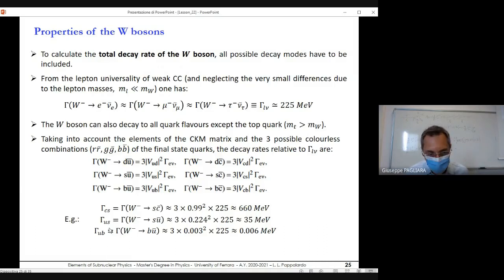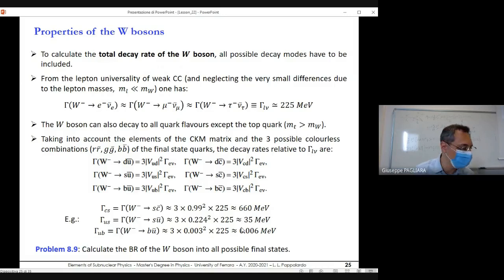Then, for instance, let's take the last one, ub. This is a transition between the first family and the third family, so it is highly suppressed, as we said yesterday, due to the quark mixing. We still have the factor of 3, but now the matrix element is very, very small, and its square is even smaller. Then still we have 225. So at the end, it is just 0.006, and so on. So you can calculate all of them, and so let's do this in the exercise.